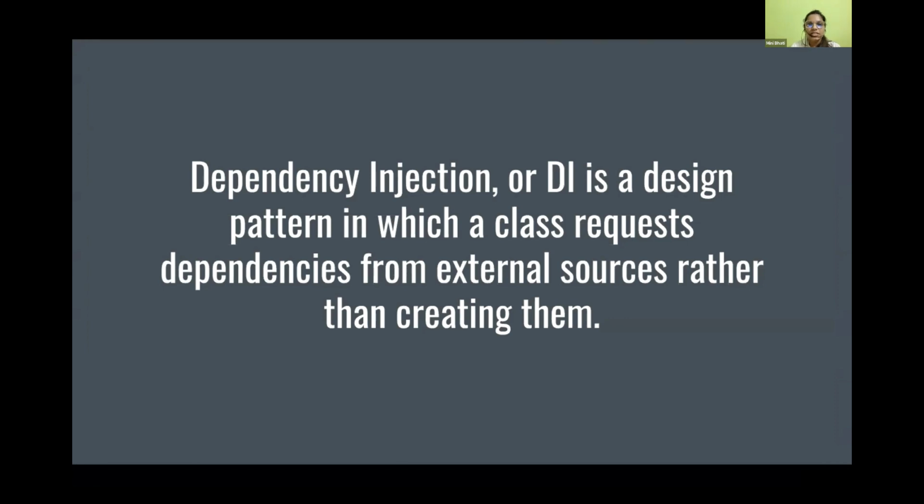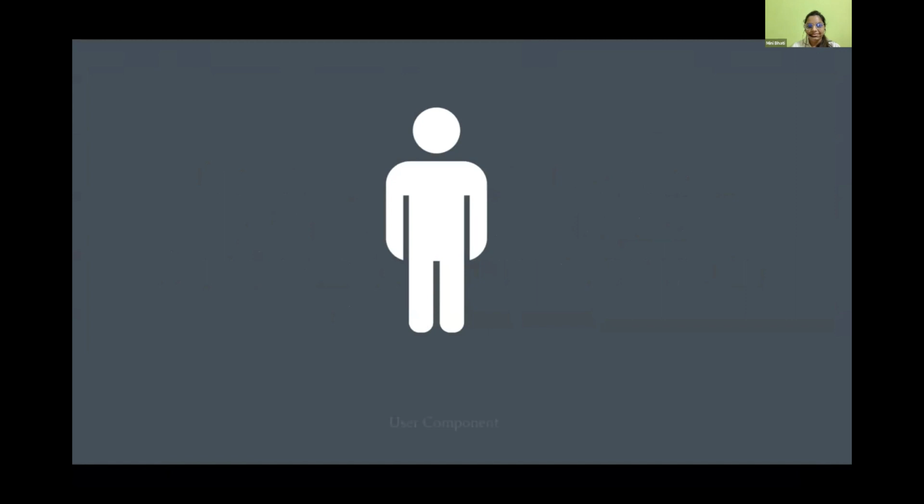So let's first understand what dependency injection is. It is a design pattern in which a class requests dependencies from external resources rather than creating them itself. So what does this mean, basically? Let's try to understand this from an analogy. Just imagine this as a user component, and I'm giving you a scenario to paint in your head. Post-pandemic, offices are opening, so we're going back to work. Imagine a scenario where you have to go to work, and then what are the things which you absolutely need?